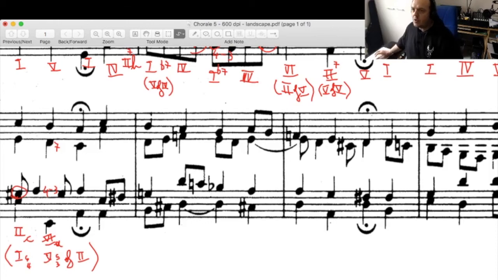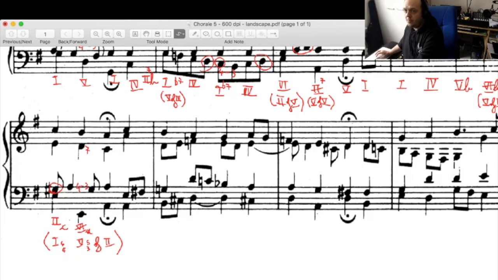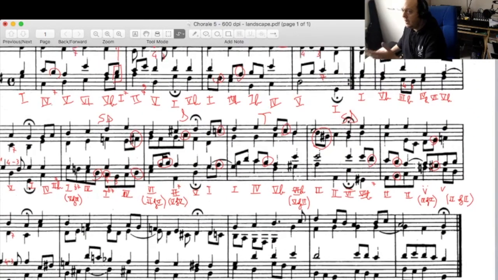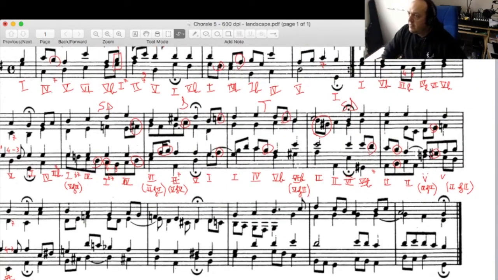Yeah, I think I forgot to say the region. Well, we're definitely now in the subdominant region. We are in the subdominant region.